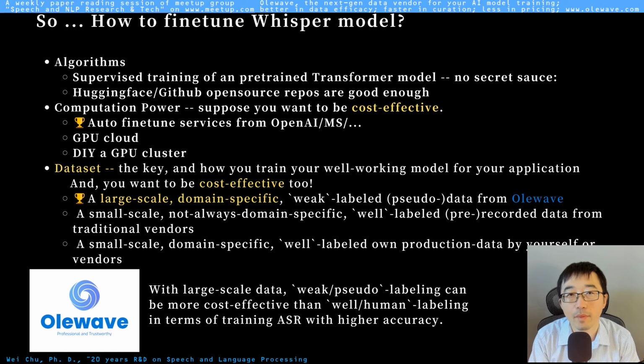All right. I'm going to stop here. In future sessions, I will talk in more detail about the three approaches. I know a lot of you are interested in the algorithm. I definitely can cover that. And also, I'm going to talk a lot about how to prepare a good data set to fine-tune the Whisper model.